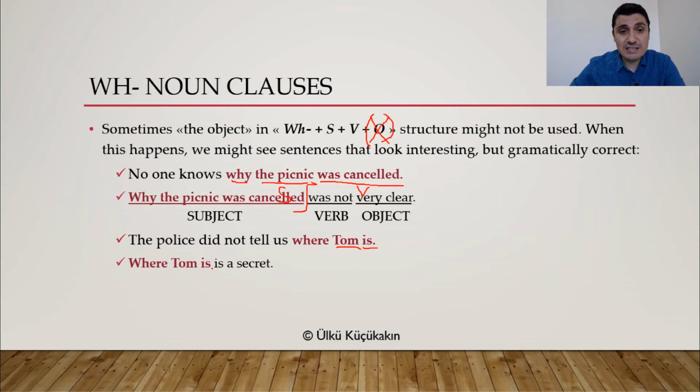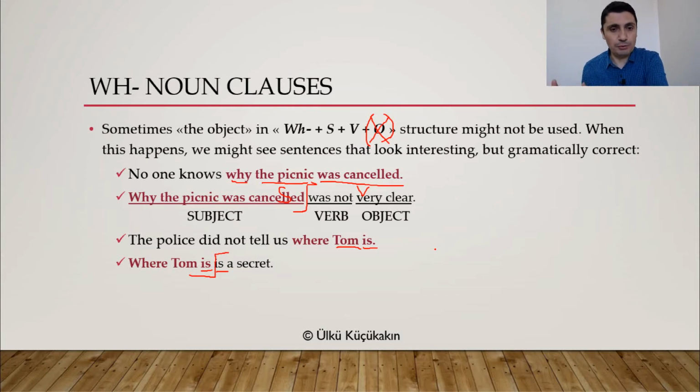Where Tom is a secret. Now here you have two is's in the sentence. Where Tom is a secret. Now here it looks very interesting in this sentence, but it's actually okay. Where Tom is is our noun clause.